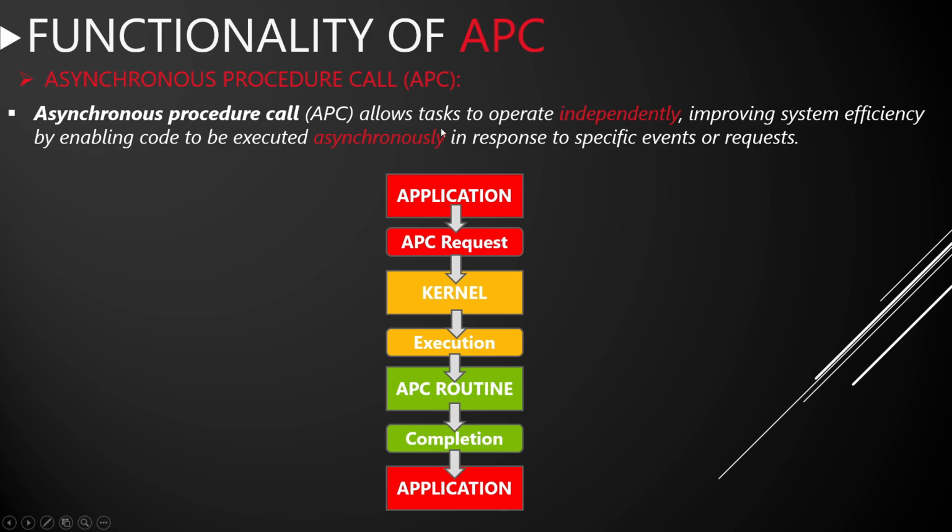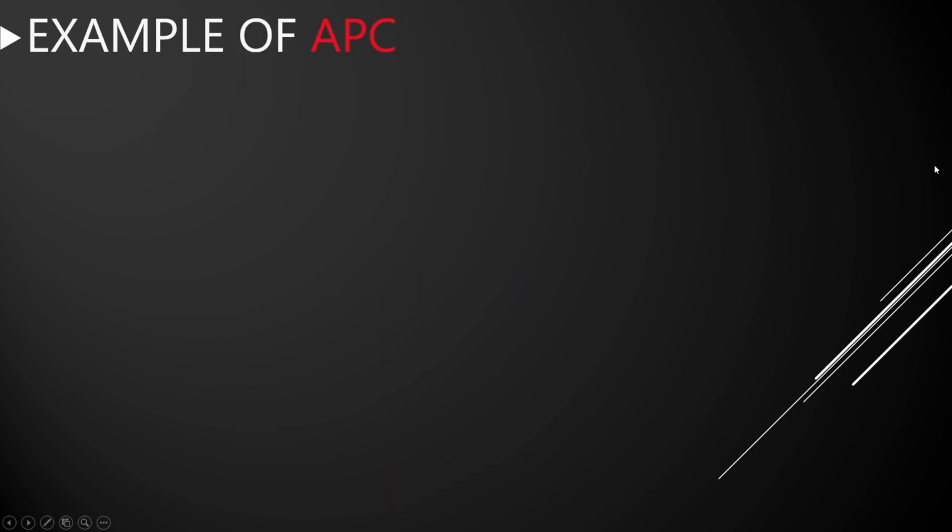We have the application, it's sending the request named APC request. Kernel will convert this request to APC. Okay, and this part of the task will execute as APC routine. Okay, it will be completed, and after that it will come back to the application. Okay, that's the functionality of APC. So let's see an example of APC.